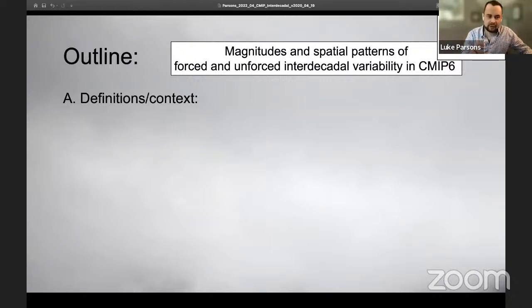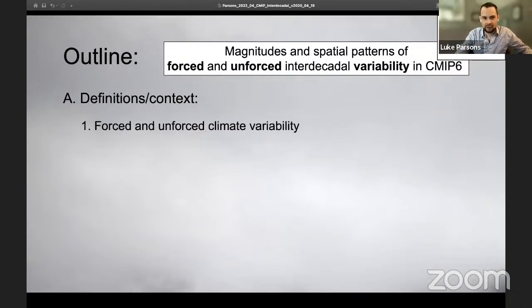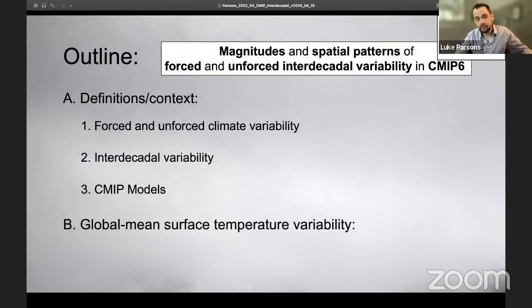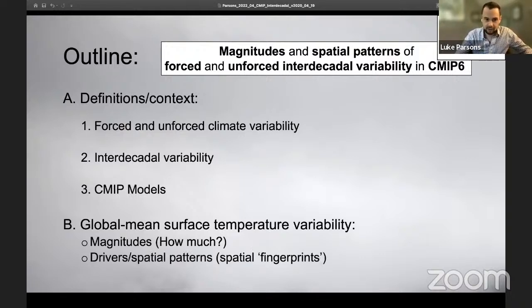So I'll very briefly, before I get into the meat of my talk, go over definitions and context here. Specifically, what do I mean by forced versus unforced climate variability? What do I mean by interdecadal versus interannual climate variability? What the heck does CMIP6 mean? Maybe you've never seen this acronym. And then I'll get into global mean surface temperature variability, the magnitudes, how much variability there is, and the spatial patterns or spatial drivers or spatial fingerprints of this global mean surface temperature variability.